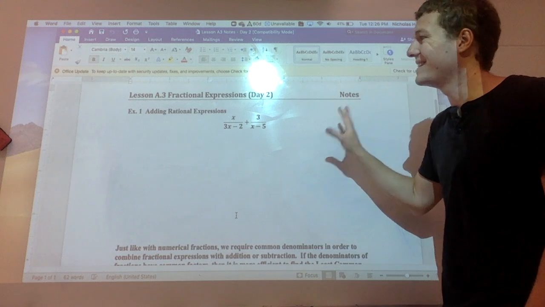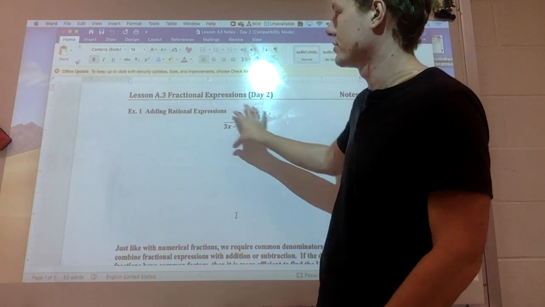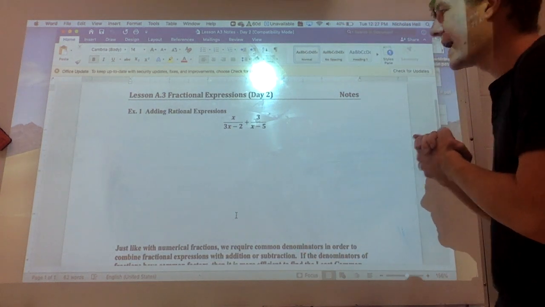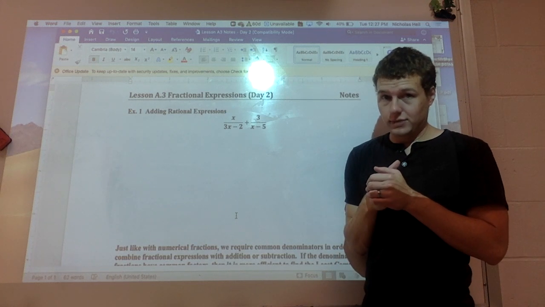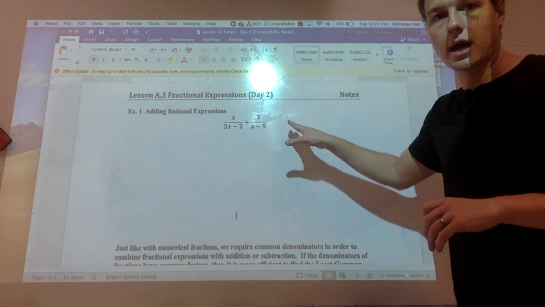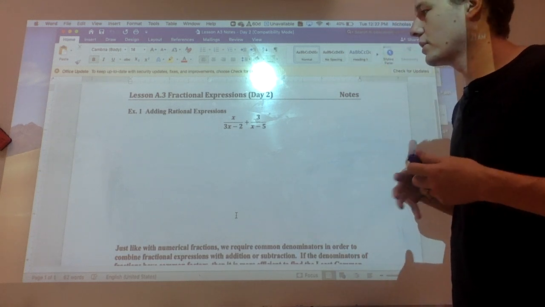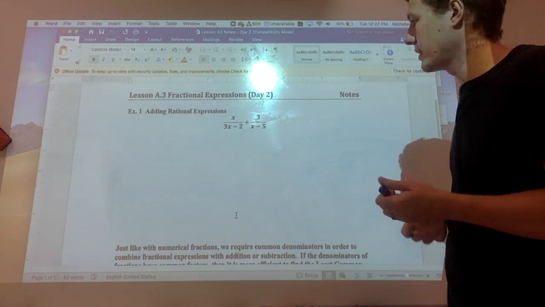So today we're going to focus on adding and subtracting rational expressions or fractional expressions. They really mean the same thing. Now, how do you add fractions? Yeah, you got it. You're going to make common denominators. So make sure, when you need common denominators, you're going to have to probably multiply in order to do so.